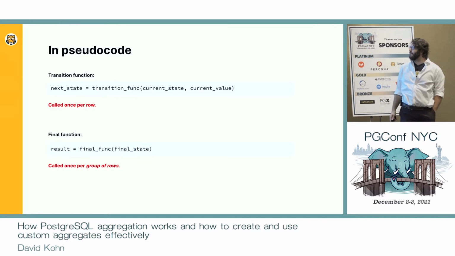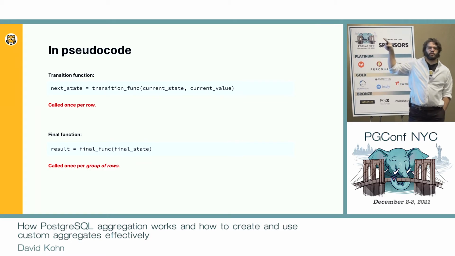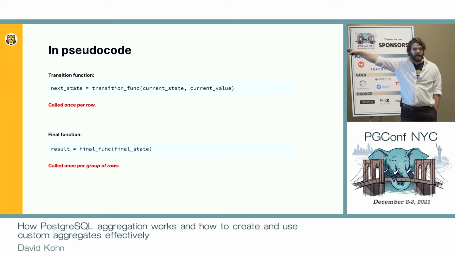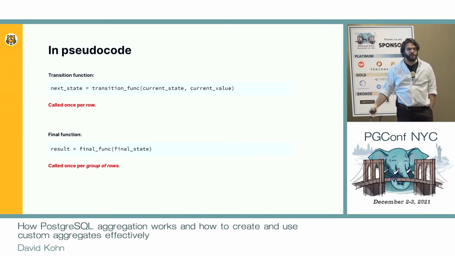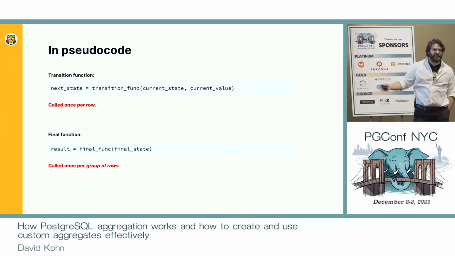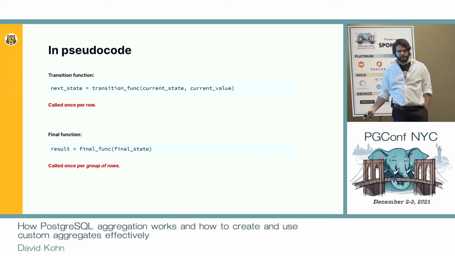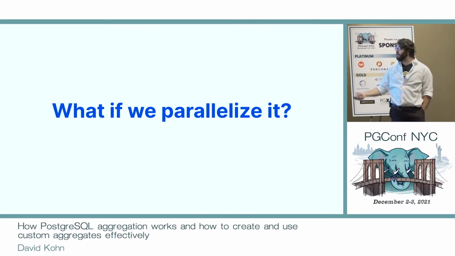Why? Well, because we have to do it on each row. Whereas the final function only gets called on each group of rows. So I could call the transition state in this case 3 times, and the final function once. But you could have the transition function called 10,000 times, or 1,000,000 times, and the final function called once, depending on how many rows are going into your aggregate. So we want to optimize calls to the transition function.